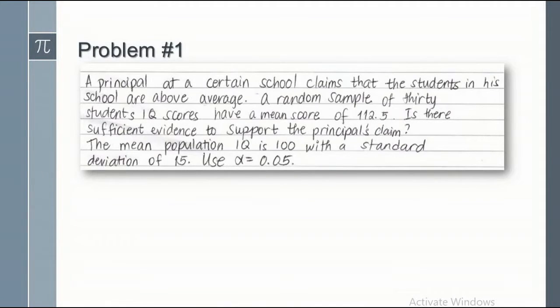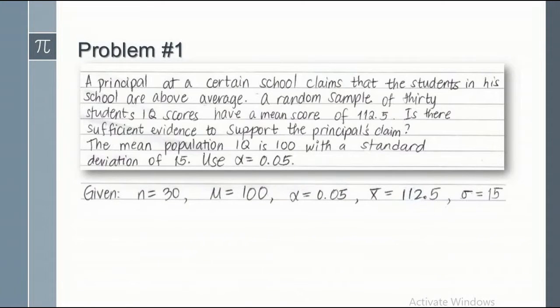Problem number 1. A principal at a certain school claims that the students in his school are above average. A random sample of 30 students' IQ scores have a mean score of 112.5. Is there sufficient evidence to support the principal's claim? The mean population IQ is 100 with a standard deviation of 15. Use alpha, or level of significance, equal to 0.05.